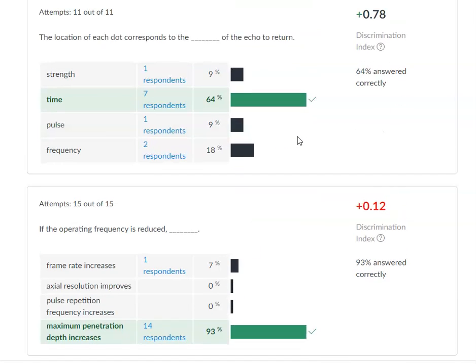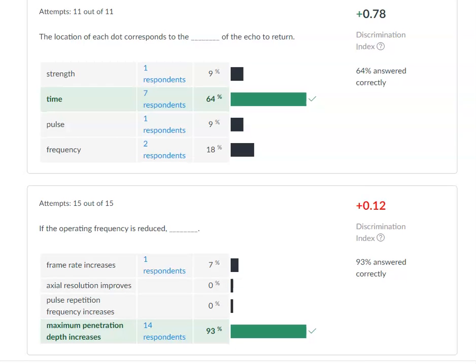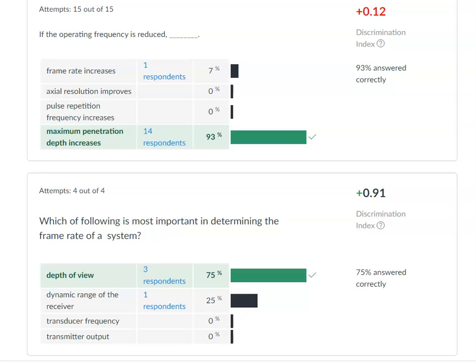The location of each dot represents the blank of the echo to return, and that is the time of the echo to return. So that's how we determine position, is measuring the time that it takes to get back to the transducer. Next, if the operating frequency is reduced, then the maximum penetration increases.